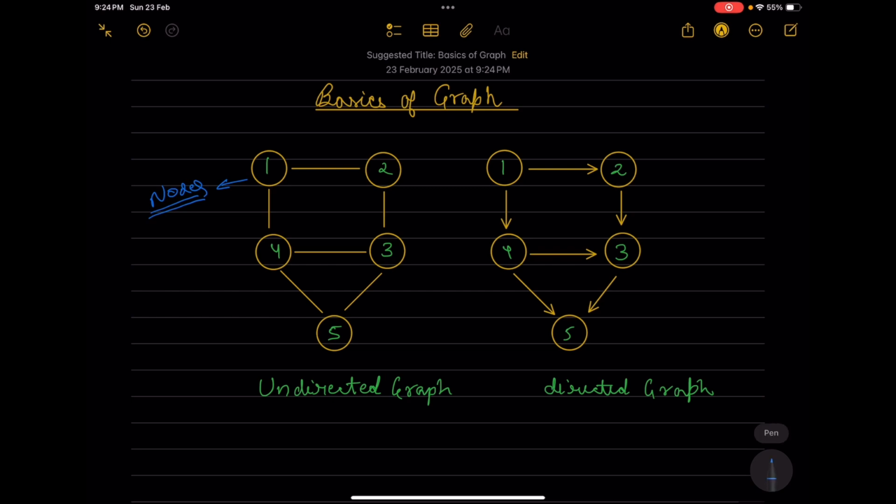So let's first check what are the parts of the graph. So as I told you already, this is a node. But we do have a connection between two nodes. This connection is called the edge.